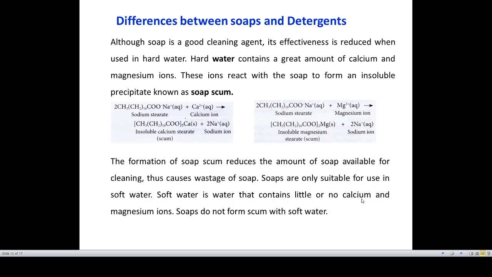Because of the absence of these ions, it does not result in the formation of scum, and hence it is very effective at removing dirt. With this, we conclude that a soap is a good cleaning agent only in soft water. It cannot be used very effectively in hard water, the reason being the calcium and magnesium ions present in hard water result in the formation of scum, which makes less soap available for the cleaning action. Hence soaps are not good cleansing agents with hard water, but they are very good cleansing agents with soft water.